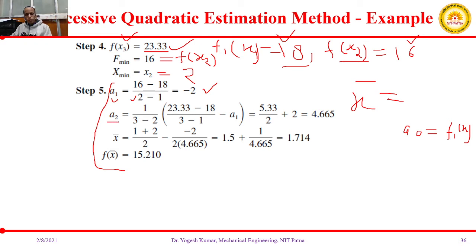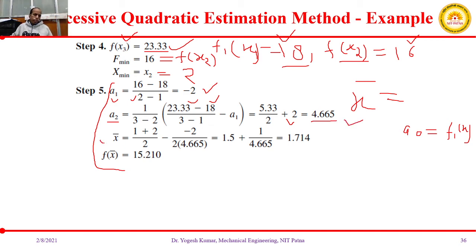I hope all of you remember how we are calculating these values. These values we are calculating from the quadratic estimation method, which we discussed yesterday. So here the value of a2 will be 1 upon (x3 minus x2) into [(f3 minus f1) upon (x3 minus x1) minus a1]. So these values are put. This is x3, this is f1, this is x3, this is x1, minus a1. A1 we already know, this is minus 2, so this will become plus. So this is coming around 4.665.